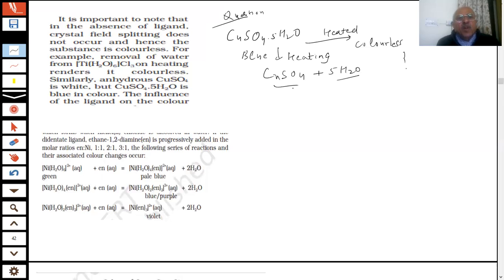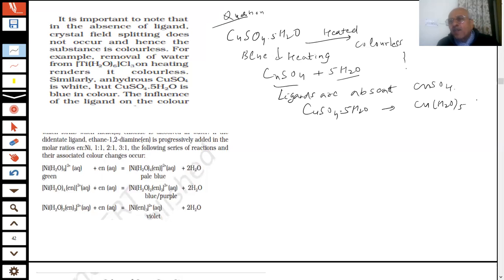So what happens, students, when the ligands are absent in copper sulfate? But in CuSO4·5H2O, you are saying [Cu(H2O)5]SO4, the ligands are present. If ligands are present, what will happen? Splitting of d orbitals will take place.